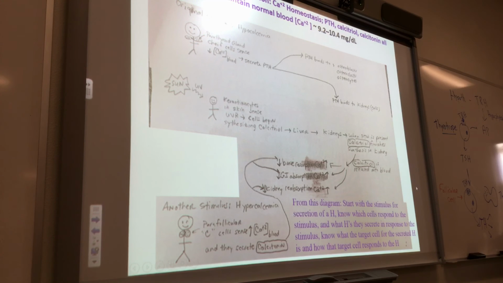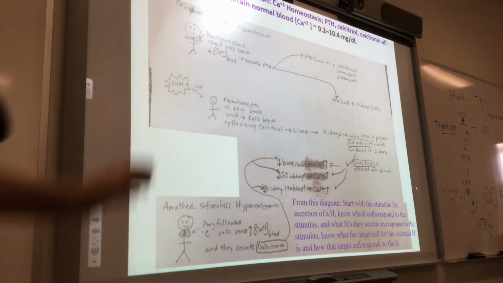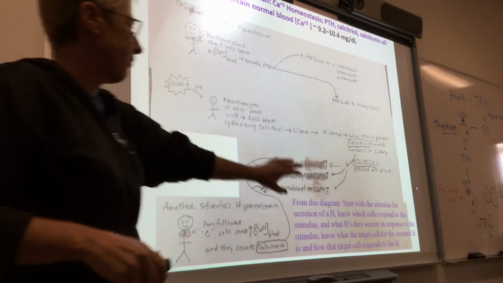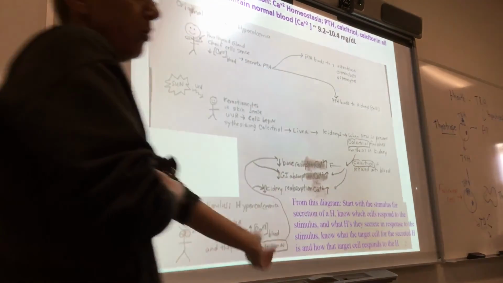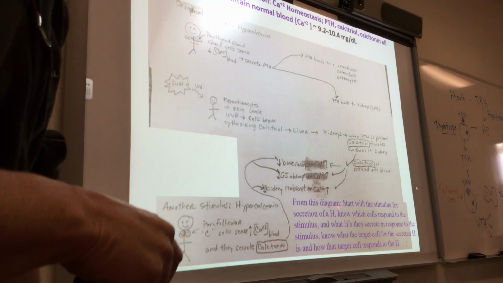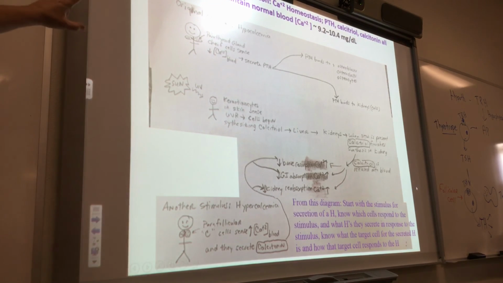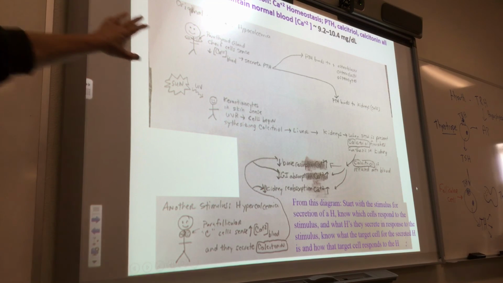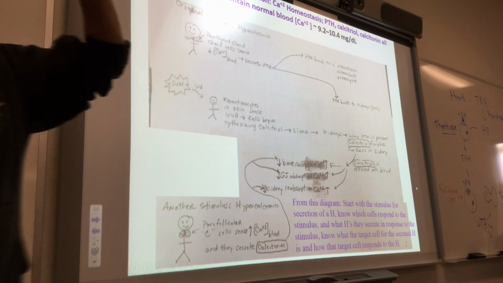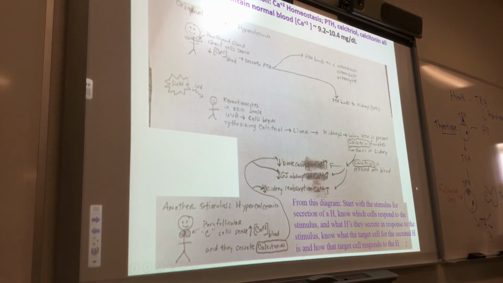From this diagram, what you should be able to do, so I didn't have anything in purple here, but now I've got instructions in purple for what you should do with this diagram. Start with the stimulus for a secretion of a hormone. So what does that mean in this diagram? Start with blood calcium. If you're hypercalcemic, or hypocalcemic.